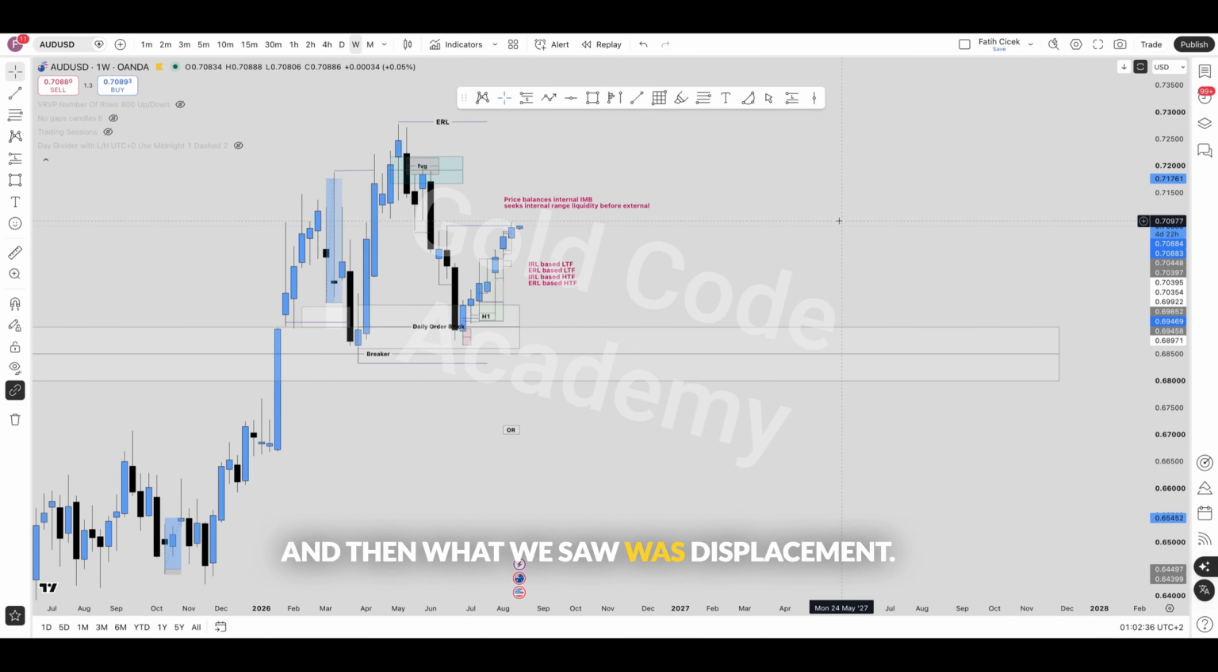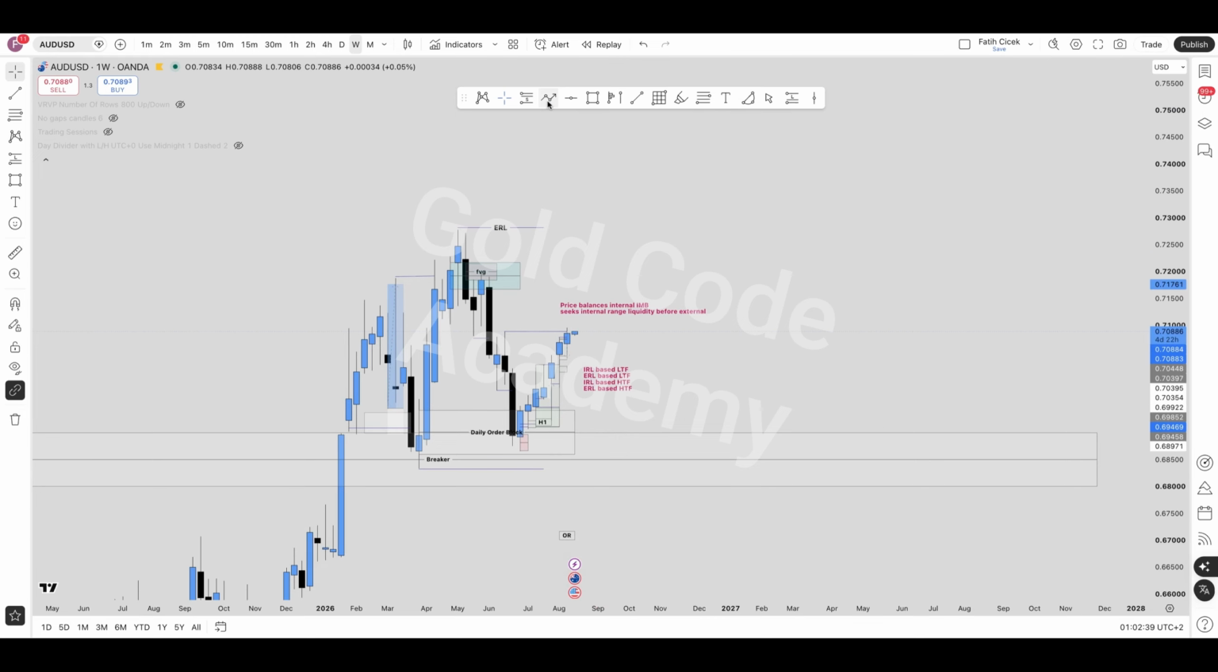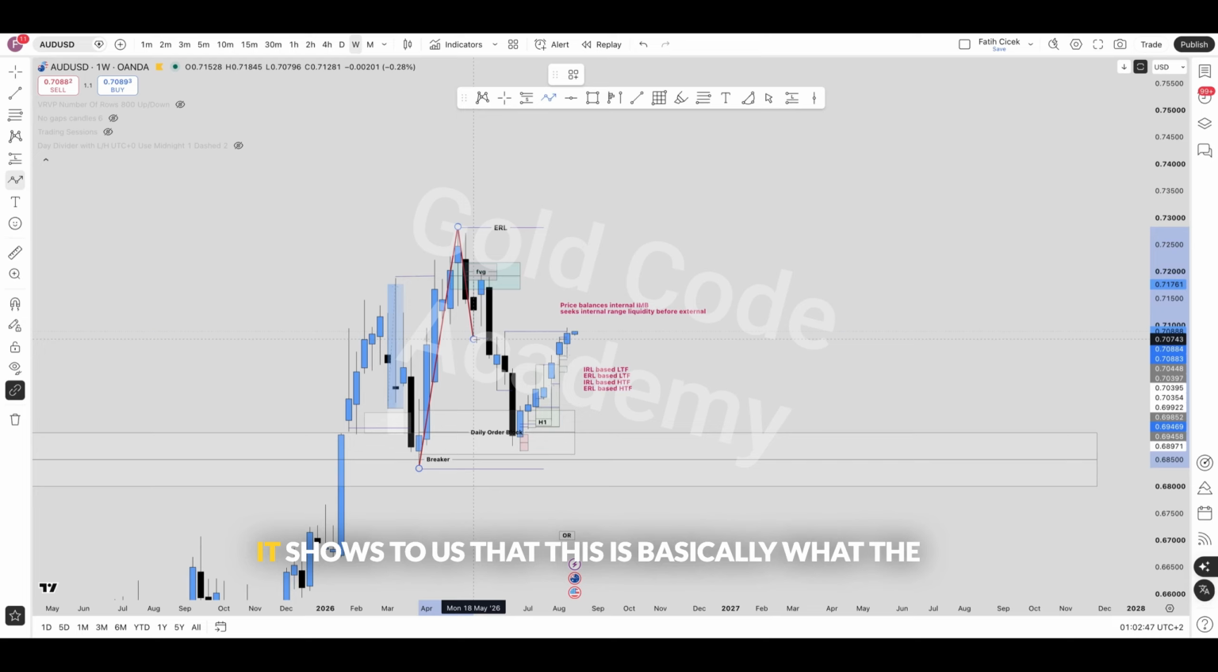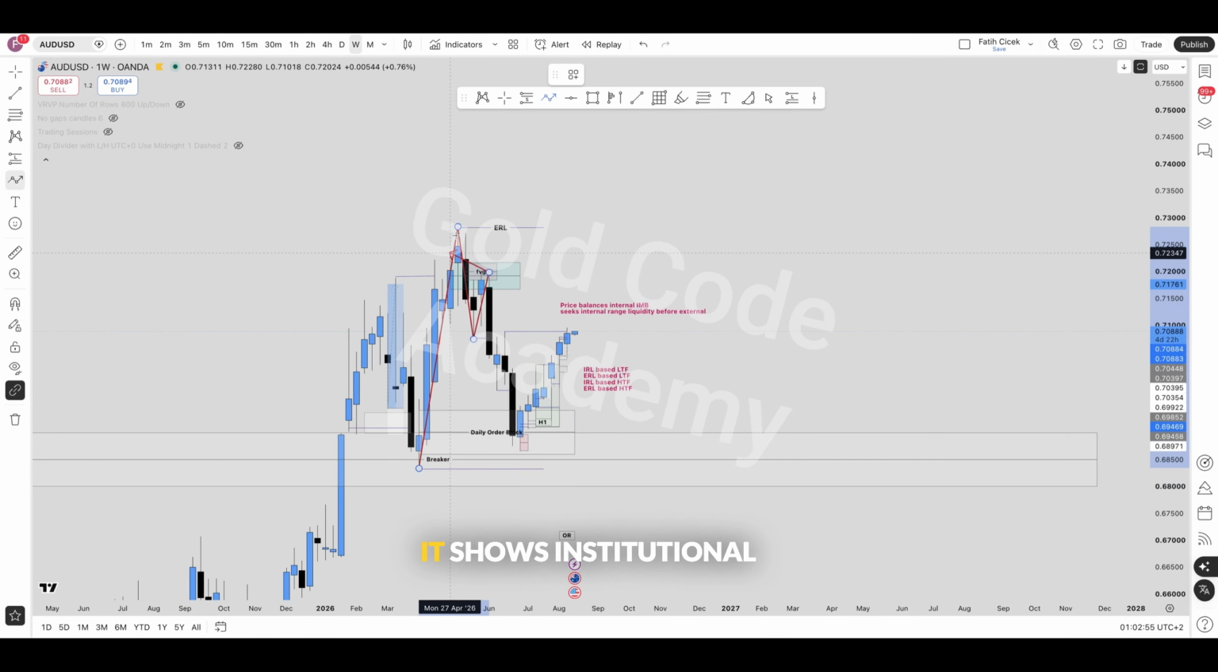And then what we saw was displacement. So this was the next impulse, which shows to us institutional sponsorship. It shows to us that this is basically what the interbank price delivery algorithm printed. It shows institutional willingness to move price higher.